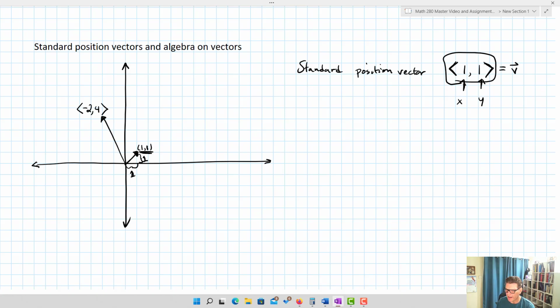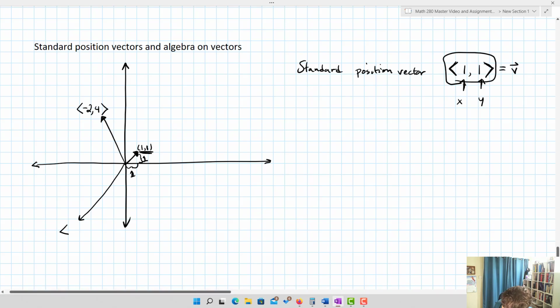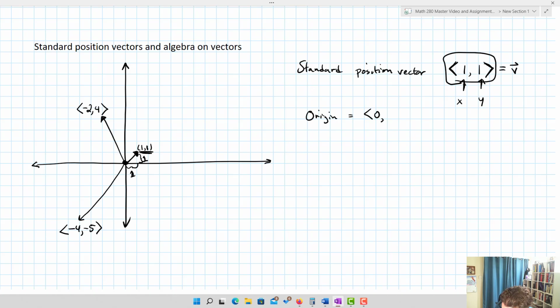There's another standard position vector utilizing that vector notation. This vector here is going to be (-4, -5). The origin is itself a vector. That point has a standard position vector, the position vector of (0, 0). It has 0 magnitude. If you calculate the magnitude of the origin vector, it's the zero vector with 0 magnitude. And that's how we write standard position vectors.